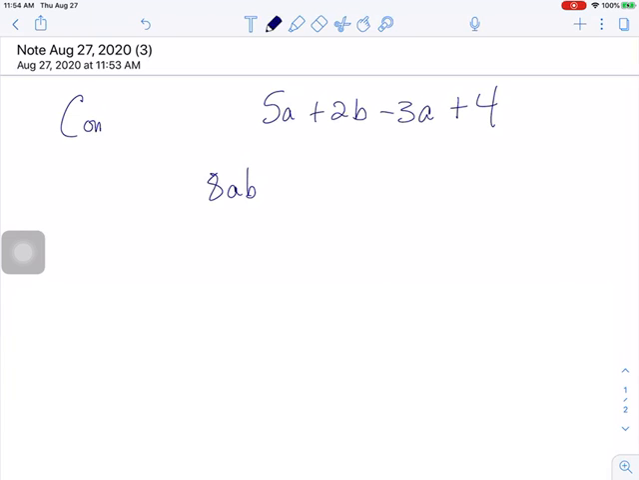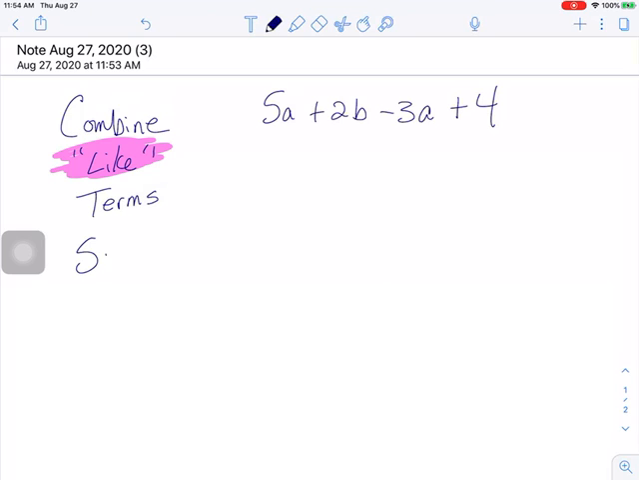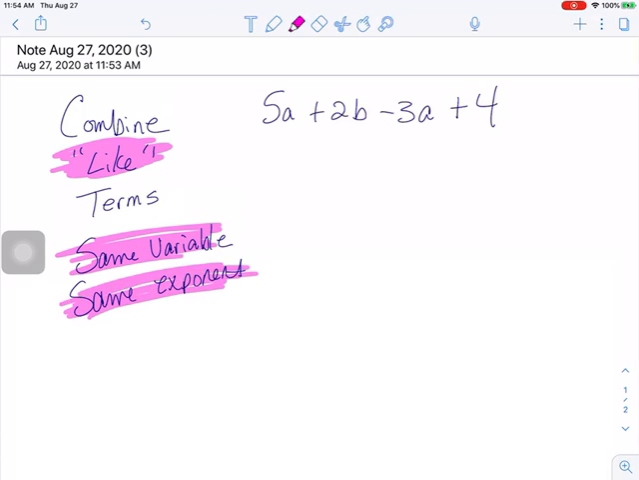So this like word is very important. Combine like terms. To be a like term, you have to have two things. You have to have the same variable, that's a letter. You have to have the same exponent. You have to have both of these things: the same variable and the same exponent.